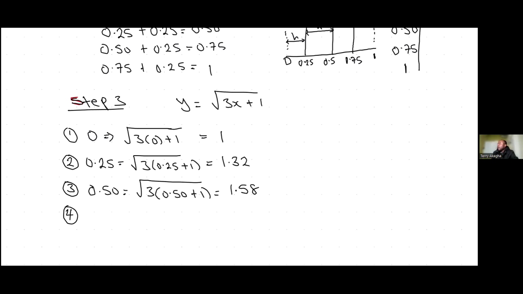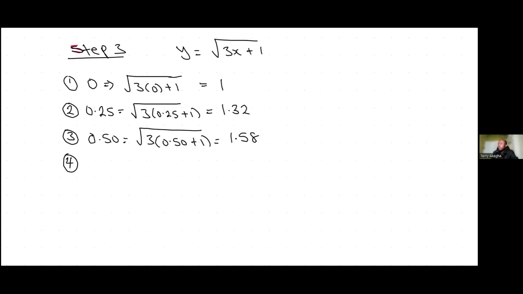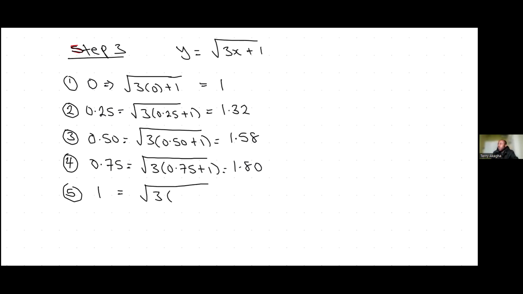Number 4, the same thing. We'll get the corresponding y value. That is 0.75, which will be equal to square root of 3(0.75) plus 1, and when you press your calculator for that, it will give you 1.80. And number 5 is 1, which is equal to square root of 3(1) plus 1, and that will give you 4. Square root of 4 is going to be 2.